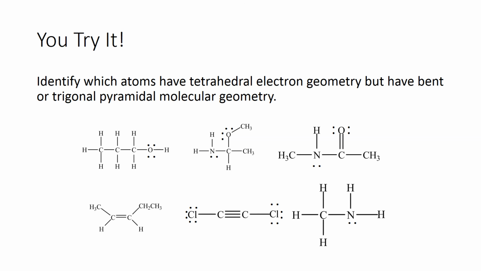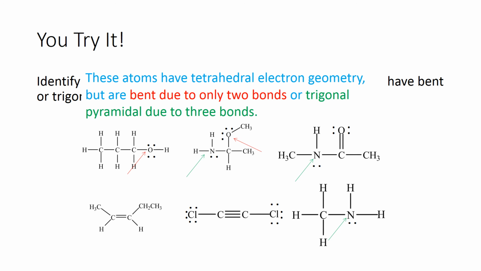Now, go ahead and find those things that are tetrahedral, but do not have a tetrahedral molecular geometry. I want you to find those that have either bent or trigonal pyramidal molecular geometry. Okay, these atoms all have tetrahedral electron geometry, but because there are non-bonding pairs, they are not going to be tetrahedral molecular geometry. If there are two non-bonding pairs, it's bent. If there is one non-bonding pair, then it's trigonal pyramidal.